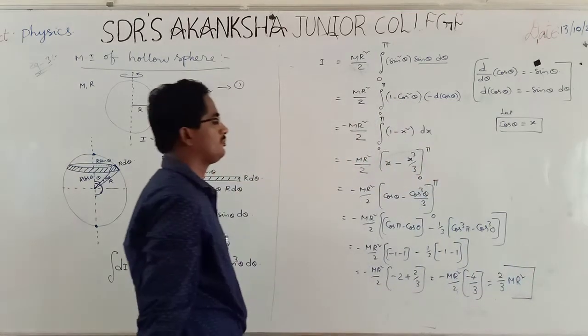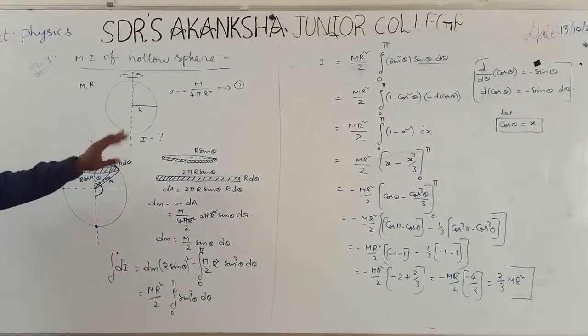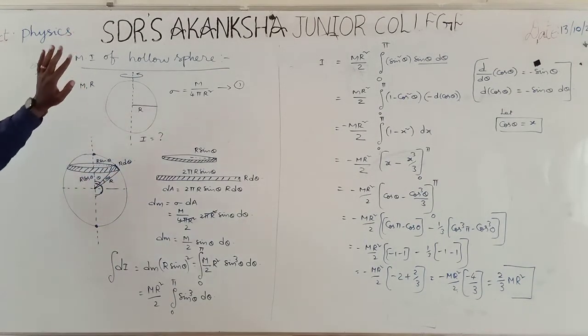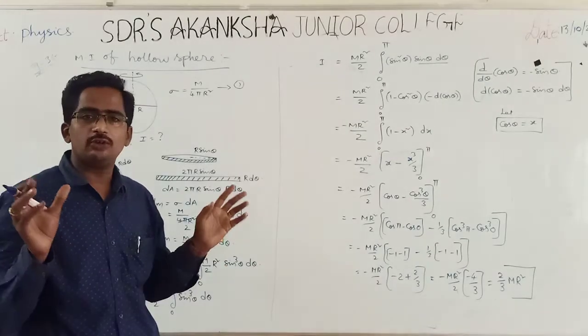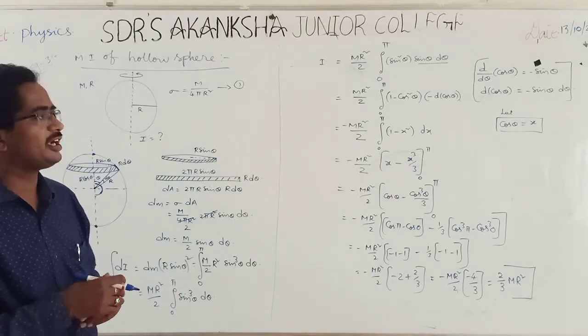Okay. That is the moment of inertia for this hollow sphere. Okay, please note down this. So this is the way of getting the moment of inertia for continuous distributive massive bodies.